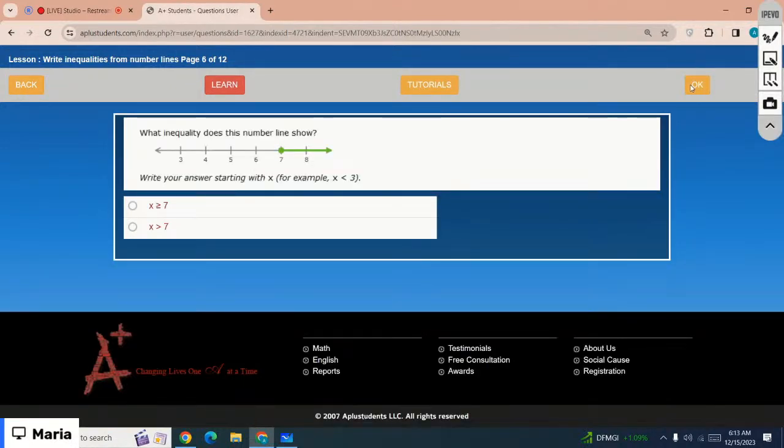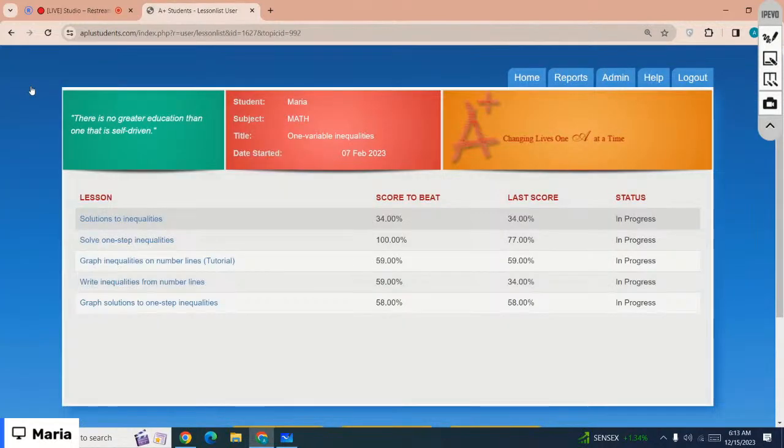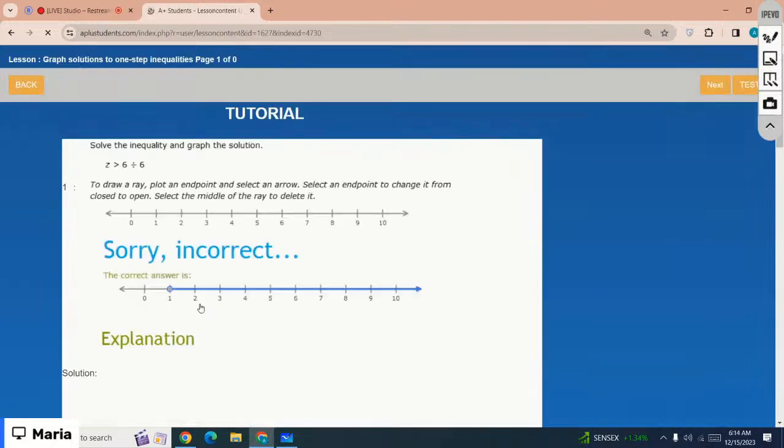Okay, you can complete the lesson by yourself later today. So let's just move on to the next lesson. And the next lesson is graph solutions to one-step inequalities. Okay, let's just see how we graph the inequalities.